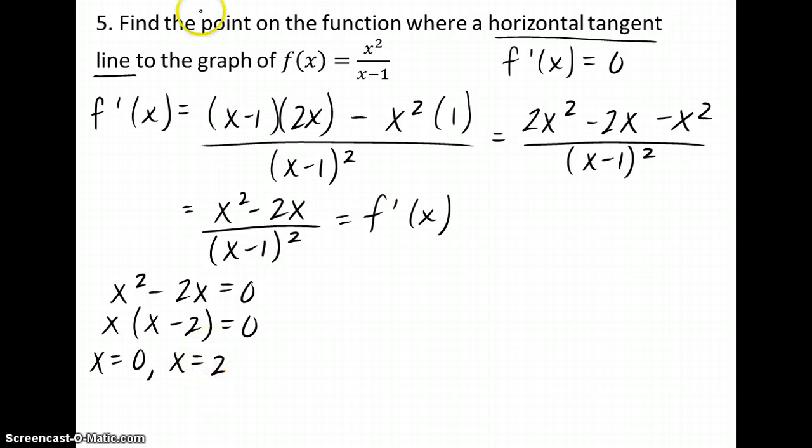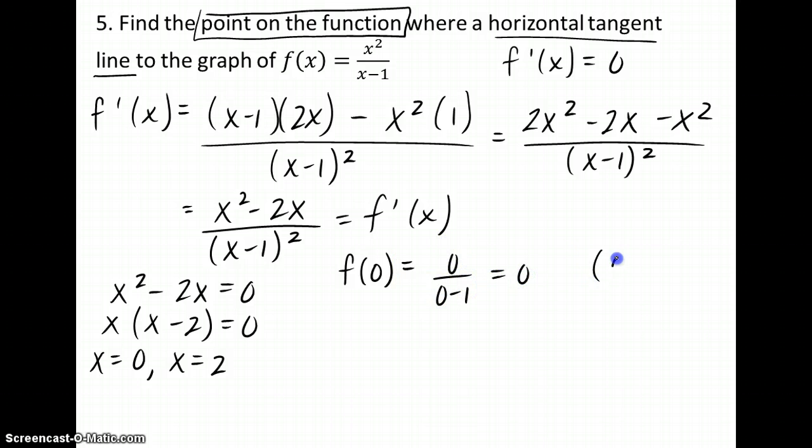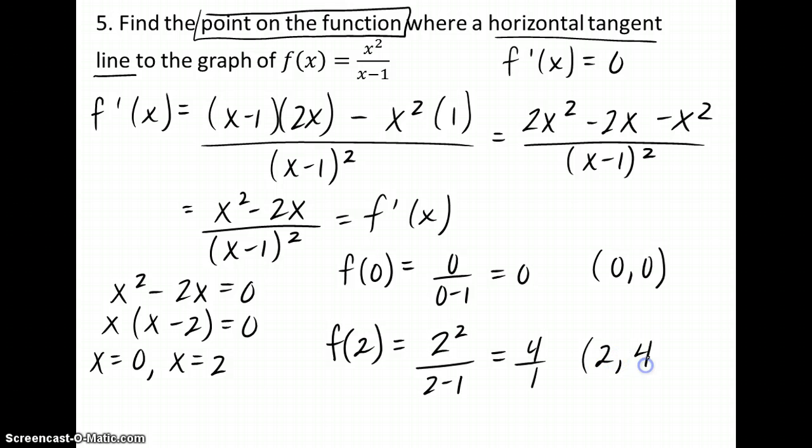Now to answer the question, we need to find the point on the function. So take these values that made the derivative 0 and plug them back into the original. So f of 0 gives us a y coordinate of 0. So (0, 0) is where a horizontal tangent line occurs. Plugging 2 into the function. So when x is equal to 2, y is equal to 4. So both of these points need to be included for full credit. They're where the tangent line to the function would have a slope of 0.